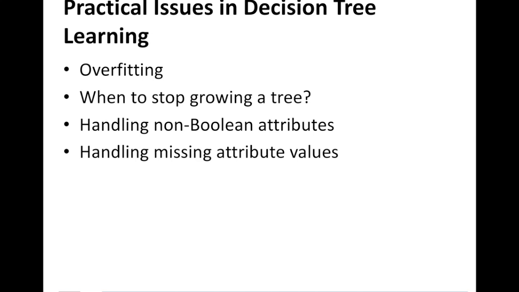For example, in data where there are non-Boolean attributes, where there are continuous values, how can decision trees be used there effectively, and then handling missing attribute values, which is another practical scenario that could arise, and if we have to use decision trees in that, how to go about doing that.